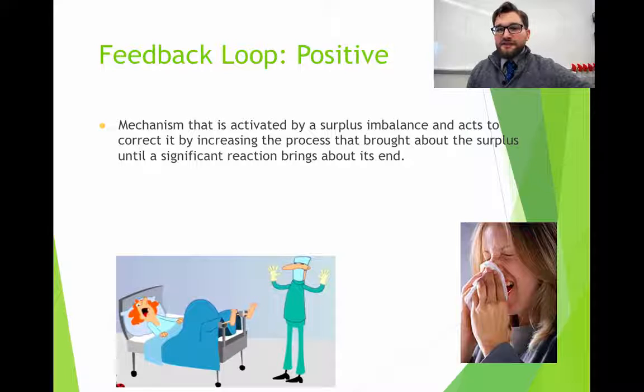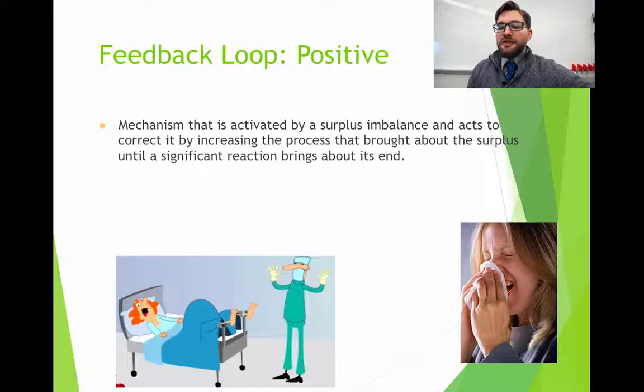A positive feedback loop, on the other hand, is a mechanism that is activated by a surplus imbalance, and it acts to correct it by increasing the process that brought about the surplus until a significant reaction brings about its end. So, for example, childbirth and the release of a number of hormones in the process of childbirth. Hormones continue to be released until what's bringing about the imbalance, the fact that the child is about to be born, is corrected. And that would be the point in which the child is born.